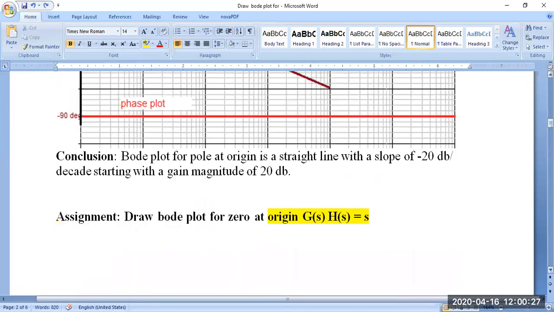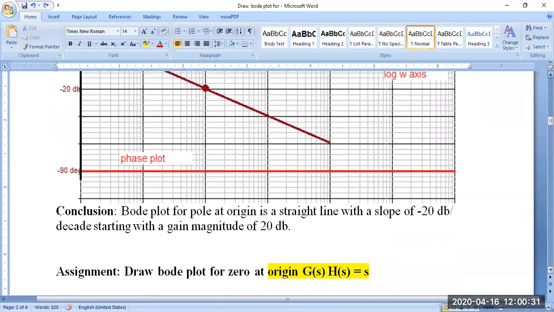So let us see the phase plot. See here. This will be called the phase plot, in red. Here the y-axis will be angle in degrees. So I have shown minus 90 degree. It is a constant line. This angle is not going to change for any value of omega.